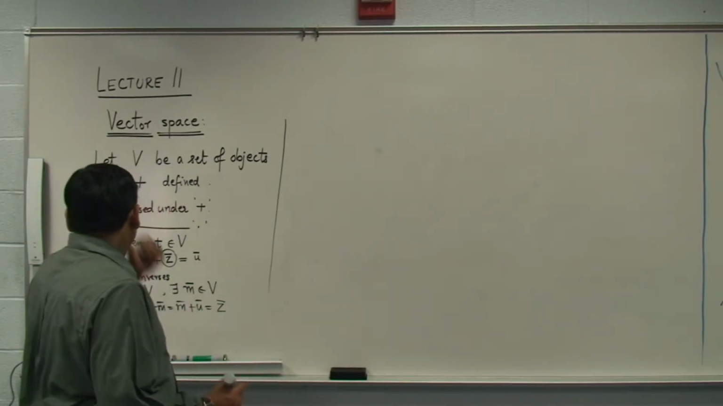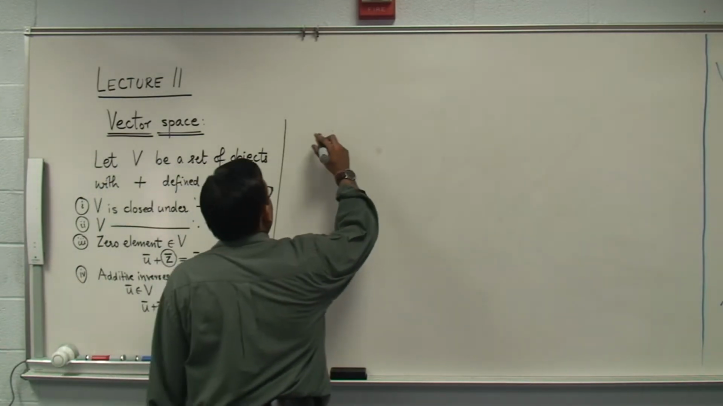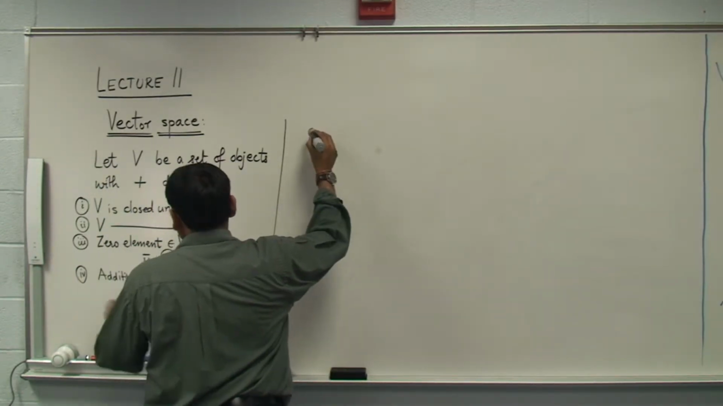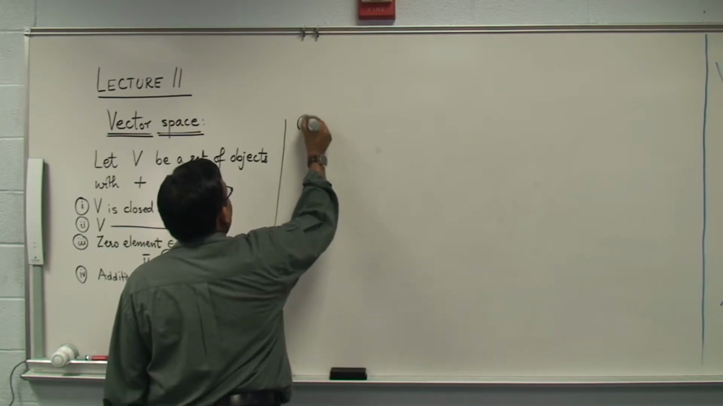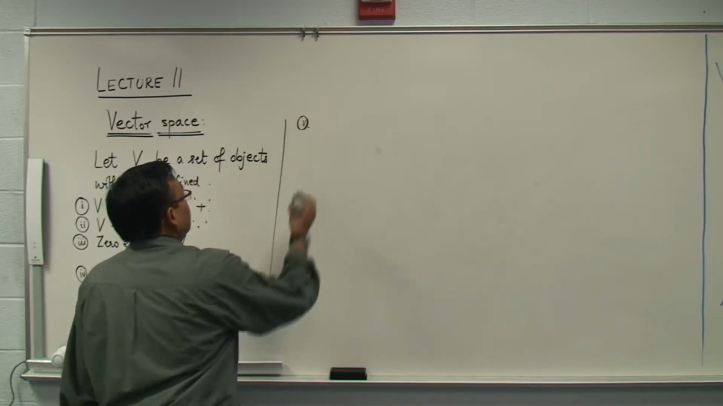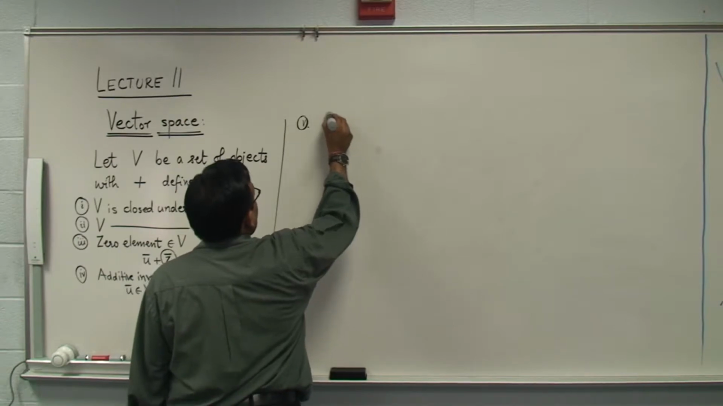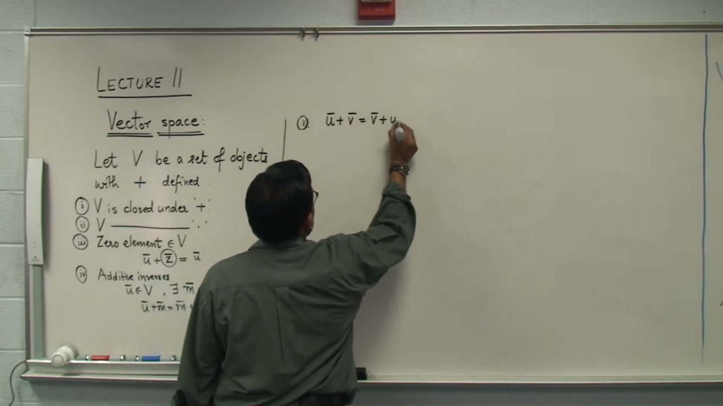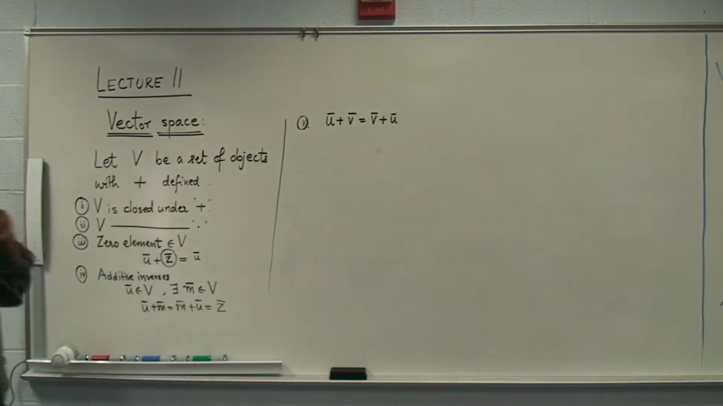Okay, so let me now show you how to make these things interact with each other. There's one more requirement which I've used without mentioning it. That requirement is that vector addition is commutative. So for all u and v, u plus v will be the same as v plus u.